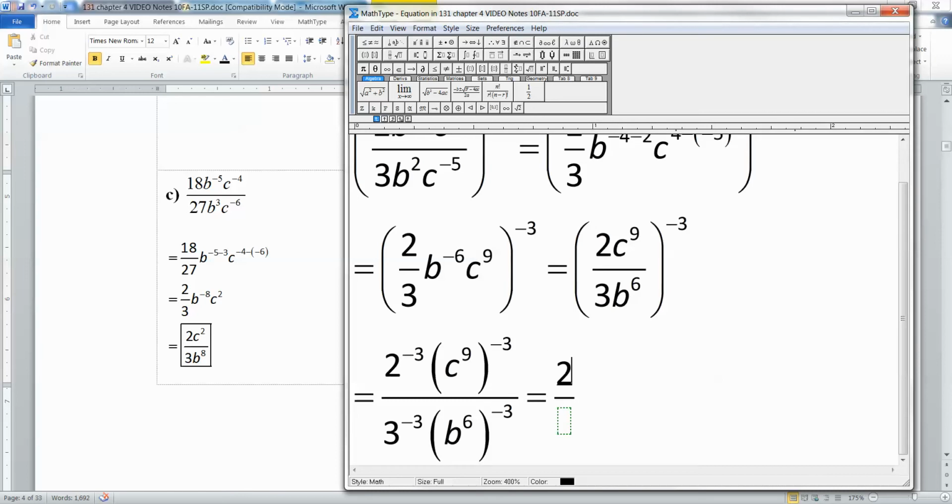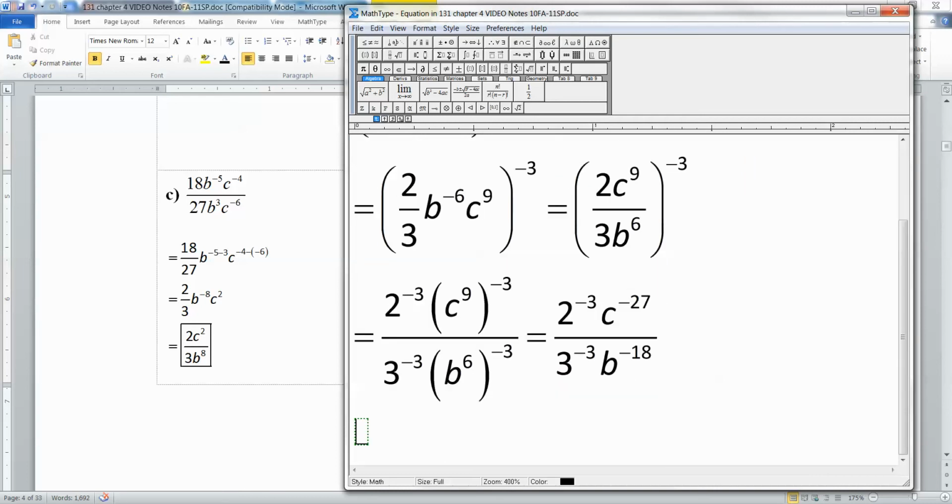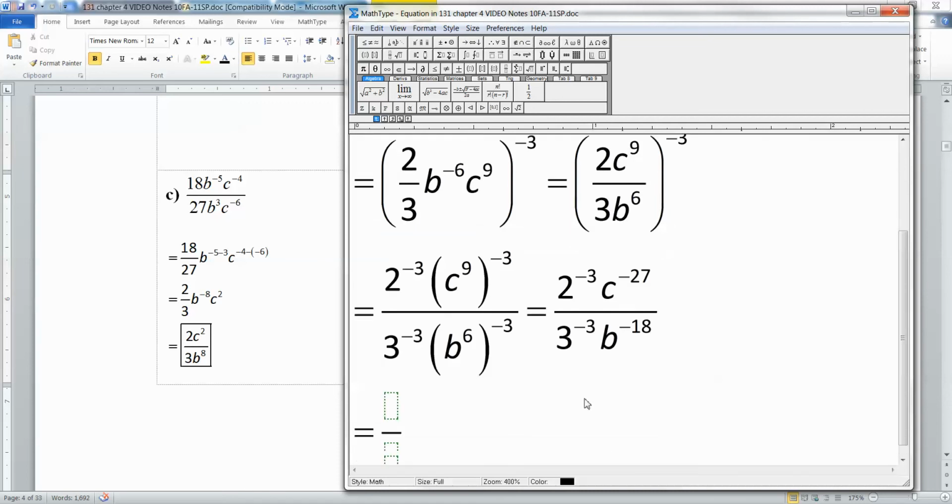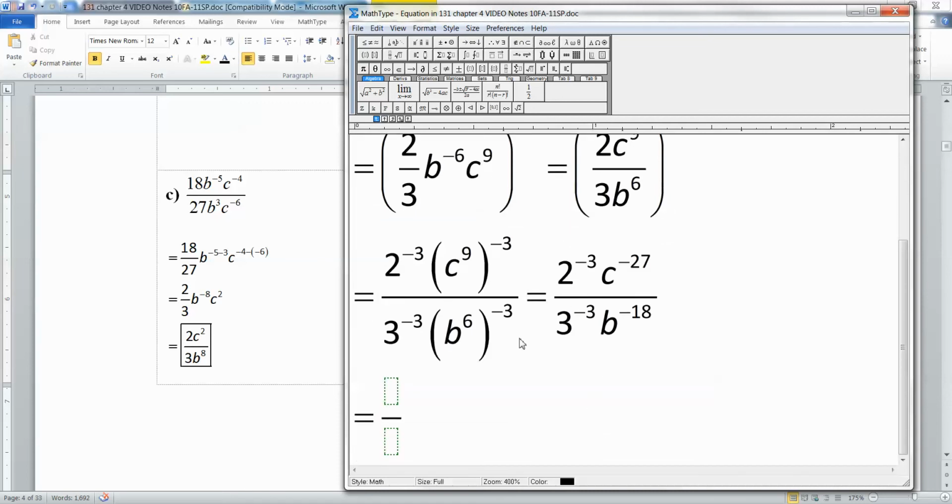It's going to make, and I'll deal with this in a second, 2 to the -3, I know it's still negative, I'll deal with that. But I wanted to simplify this. This was -27. You multiply those powers. 3 to the -3, b to the -18. Everything with a negative power has to move. So what was in the numerator becomes the denominator and vice versa. So it's going to become 3 to the 3, b to the 18, 2 to the 3, c to the 27. When you move them, they don't have their negative powers anymore.